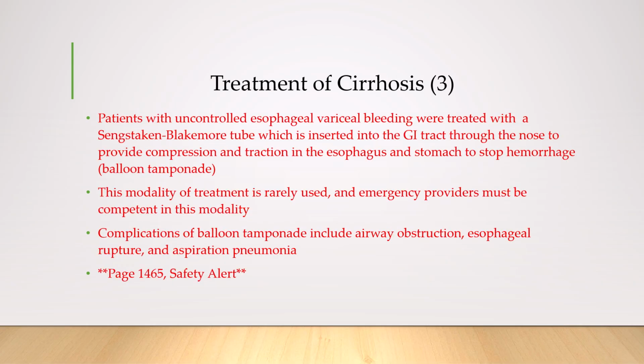So, ladies and gentlemen, listen up, and then listen up one more time. Patients with uncontrolled esophageal variceal bleeding were treated with a Sengstaken-Blakemore tube, which is inserted into the GI tract through the nose to provide compression and traction in the esophagus and stomach to stop hemorrhage. And this is sometimes called a balloon tamponade.